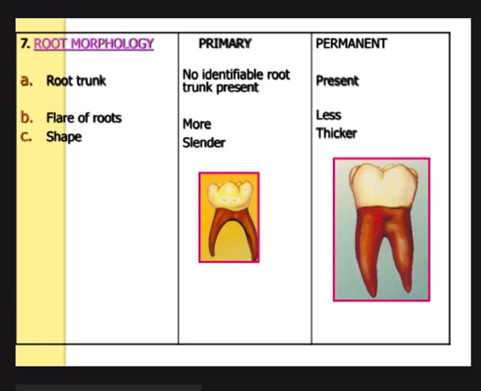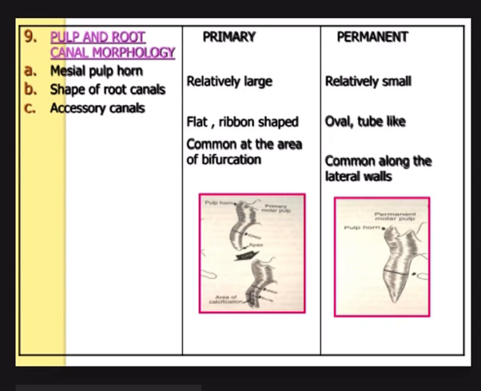And coming to flaring of roots, it is more in the primary. Why flaring of roots? Because the primary roots want to accommodate the permanent tooth buds. Usually the permanent tooth buds will be in between the roots of your primary tooth. So, to accommodate the permanent tooth germs, the primary roots have flaring, whereas in your permanent it is less. And in shape, the roots are more slender, whereas in your permanent they are thicker.